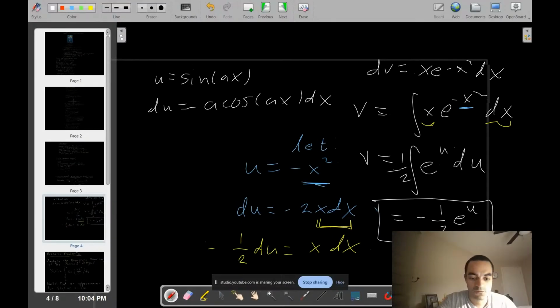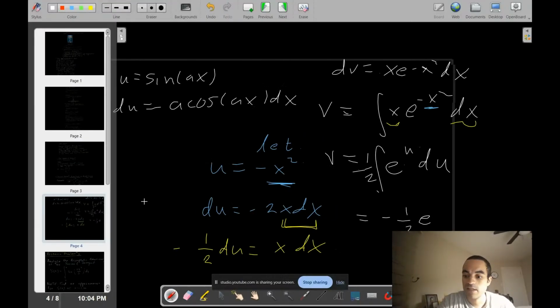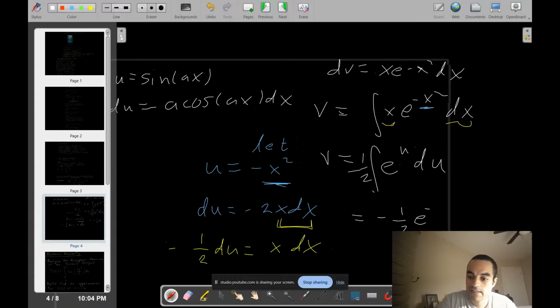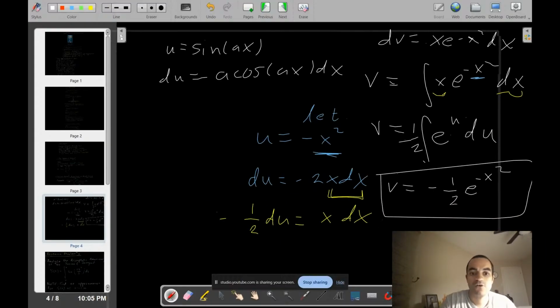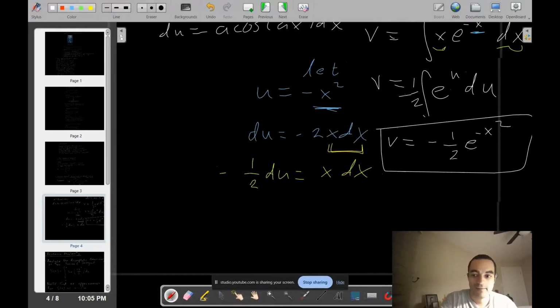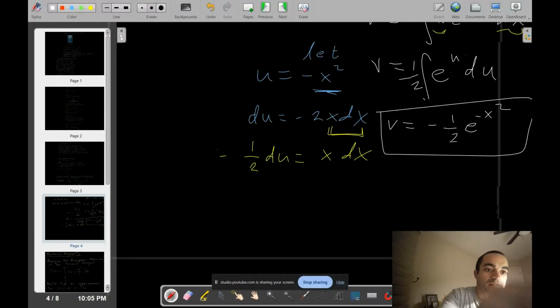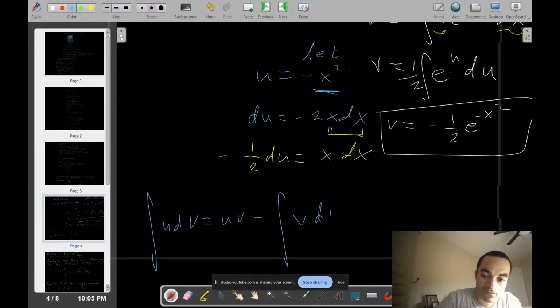Okay, well, let me put what u is. I forgot what u is. We have to put that in because we were initially integrating with respect to x. So u was a negative x squared, so this is negative 1/2 e to the negative x squared, and that is v. Okay, so we have our u, our du, our dv, and our v. And now we can just plug everything in for our integration by parts formula. Again, just to remind you, the integral of u dv equals u times v minus the integral of v du.